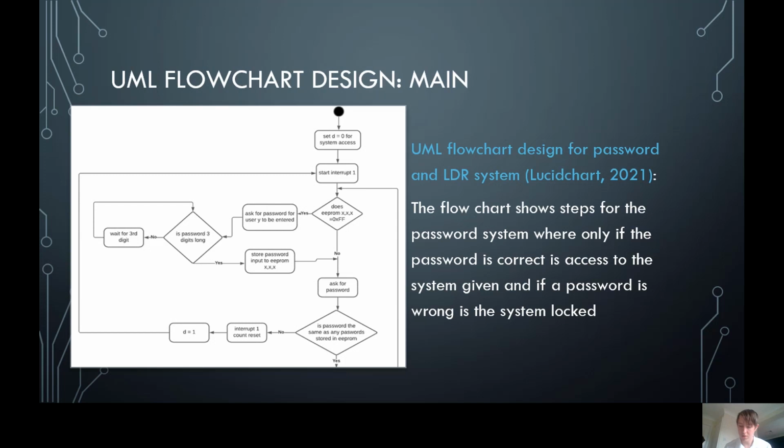The UML flowchart shows the password system. The flowchart starts by unlocking the system and then setting up the timer interrupt 1. Afterwards, it checks if the previous passwords are stored. If not, it asks for the passwords of 3 digits to be stored. Next, the system checks if the passwords stored are correct against the new input user's passwords. If correct, the system grants access. If incorrect, the system is locked for 50 seconds.